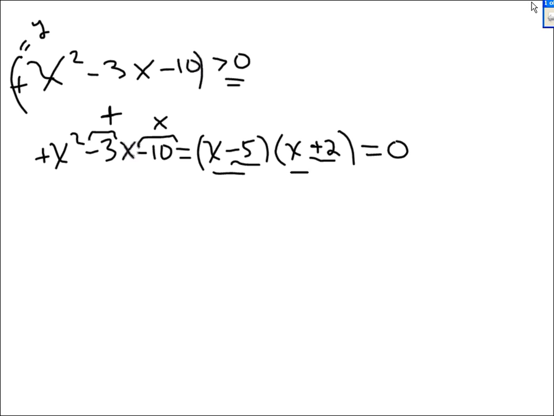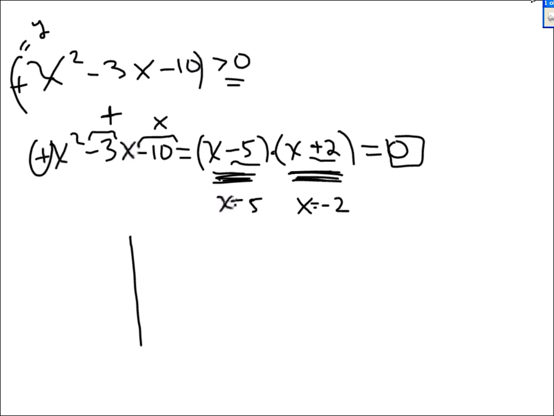Well, if this times that equals 0, then this or that must be 0. Can't multiply two things and get 0 if none of the things itself were 0. Well, this is 0 when x is 5. This is 0 when x is negative 2. And since it's a positive x squared, I know how to graph this. It crosses at 5, it crosses at negative 2. I may not know how low to go, but basically it looks like this.